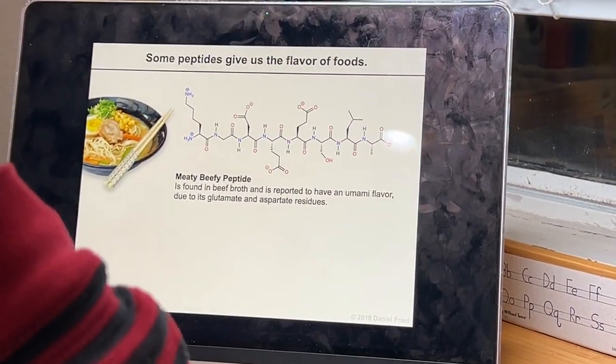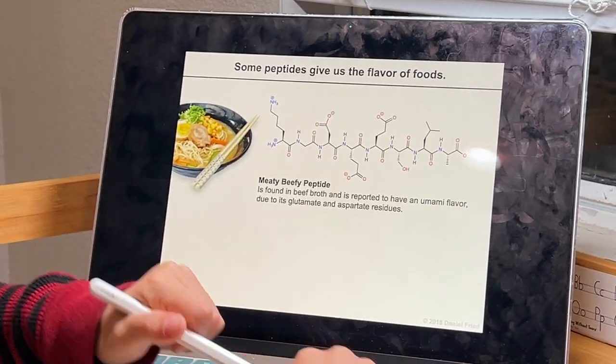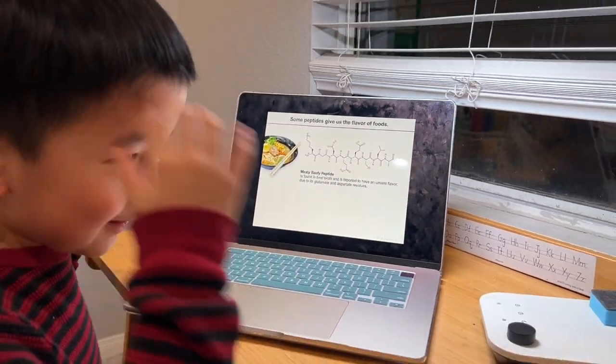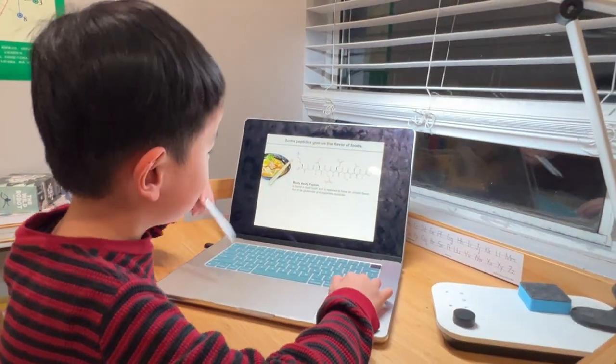And one of my favorite peptides is the meaty beefy peptide, and that's actually quite a creative name, right? Meaty beefy.